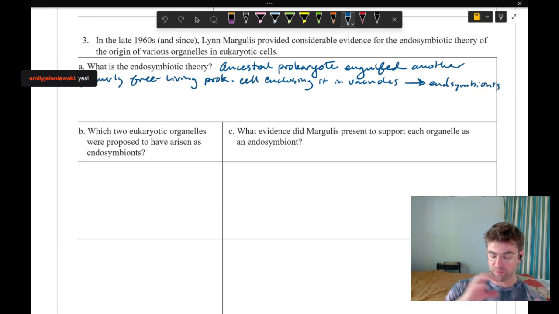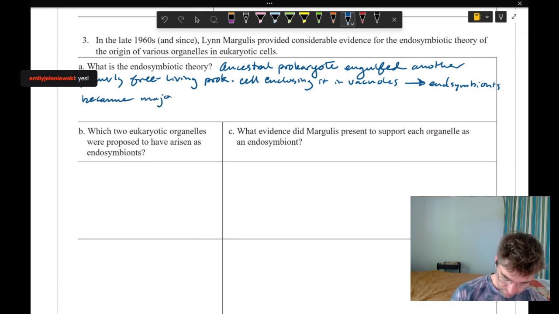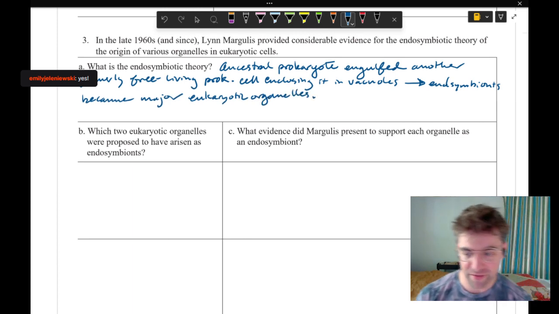Endosymbionts, the organism inside and the one that engulfed it, or excuse me, the one that was engulfed, became major eukaryotic organelles. And we're about to get a little bit more into that.